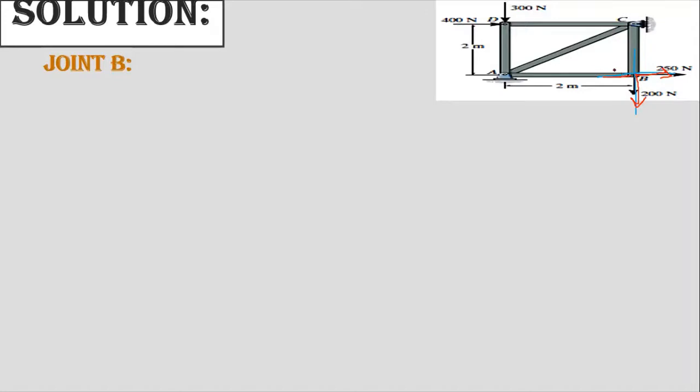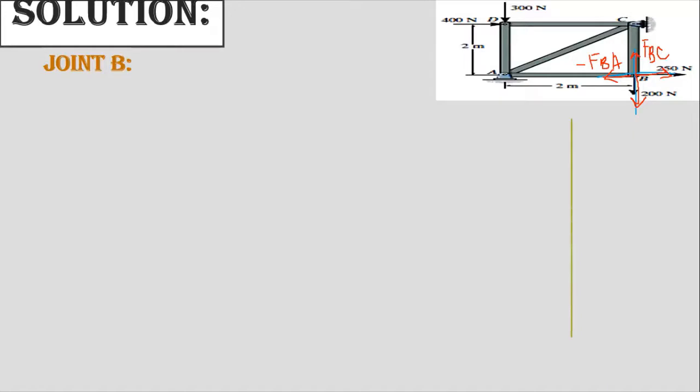Then we have negative FBA force, member force. It is acting on the minus x-axis. Then we have an upward force that is acting on the y-axis, that is FBC, and it is the positive one. You can see. Now we are moving towards the solution.